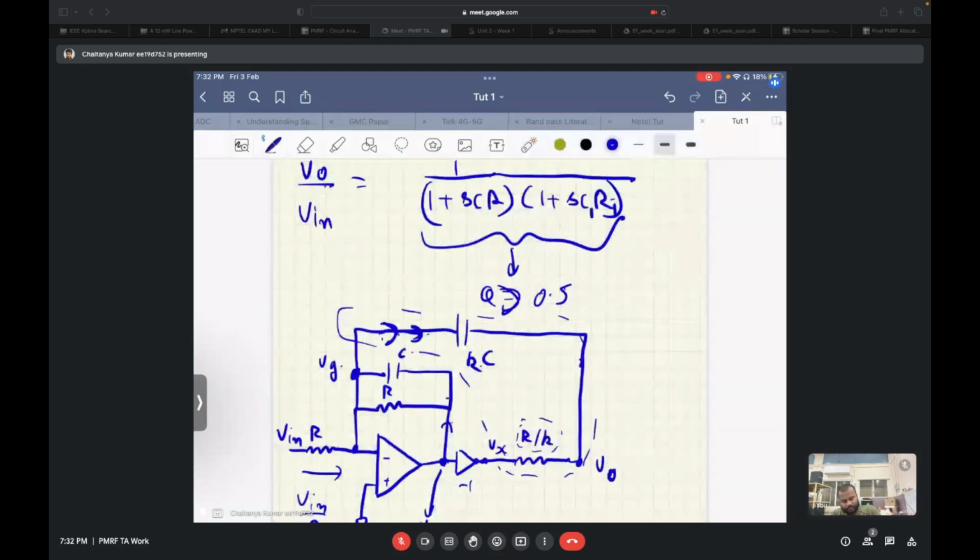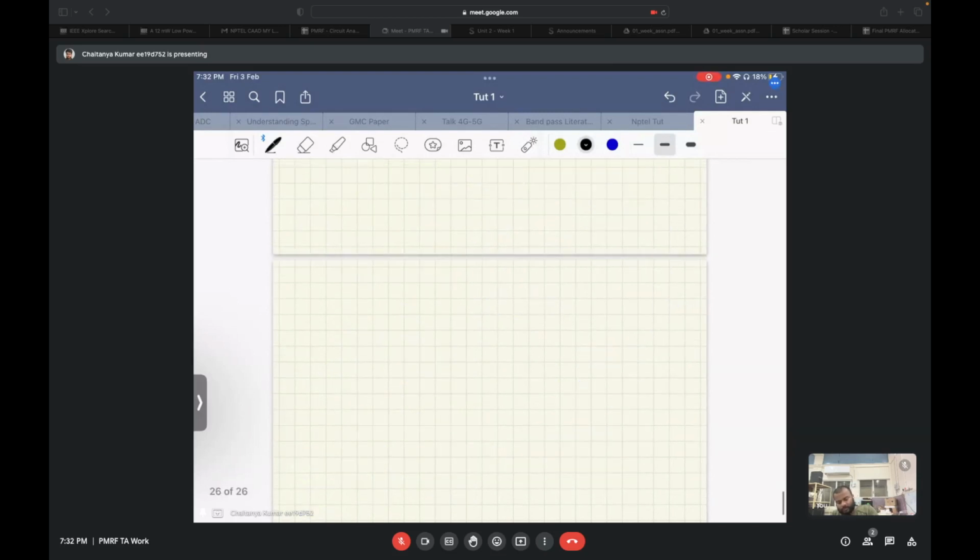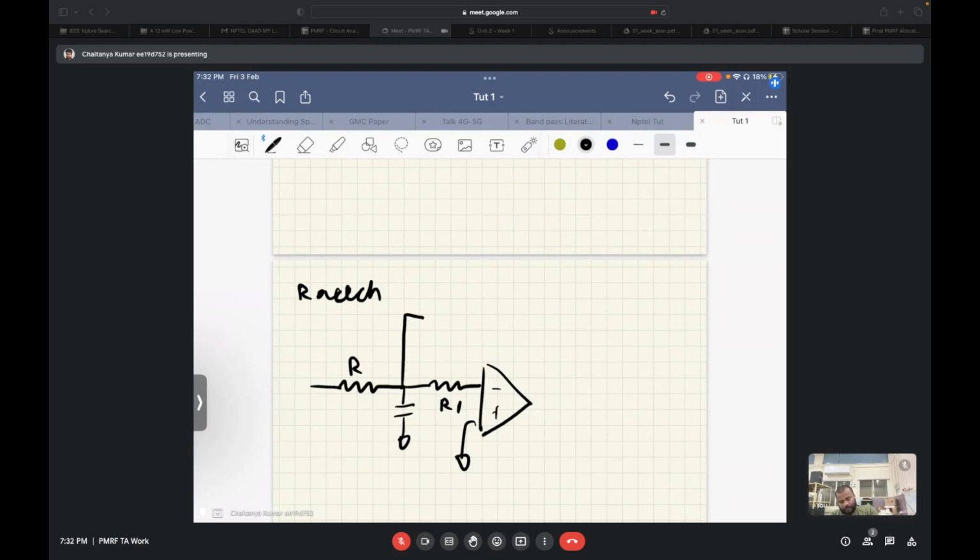So this is basically the reverse Rauch structure. And what is the Rauch structure? So this is a Rauch structure.